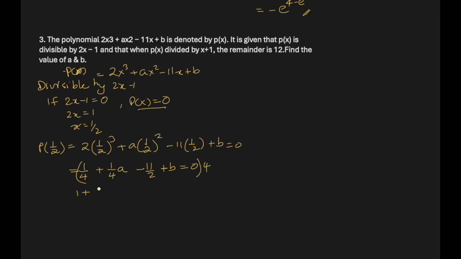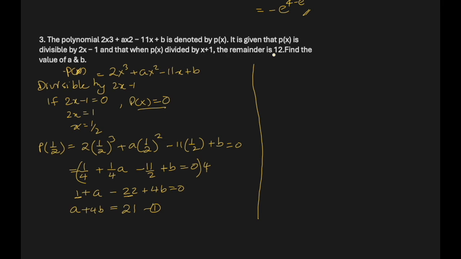1/4 times 4 is again 1, so just a minus 2 will cancel out with 4, so we'll be left with 2. So 11 over 2 times 4 will be 22 plus 4b equal to 0. So this gives us a plus 4b equal to minus 21. This way, when it comes to the right side, 21. Equation number 1.